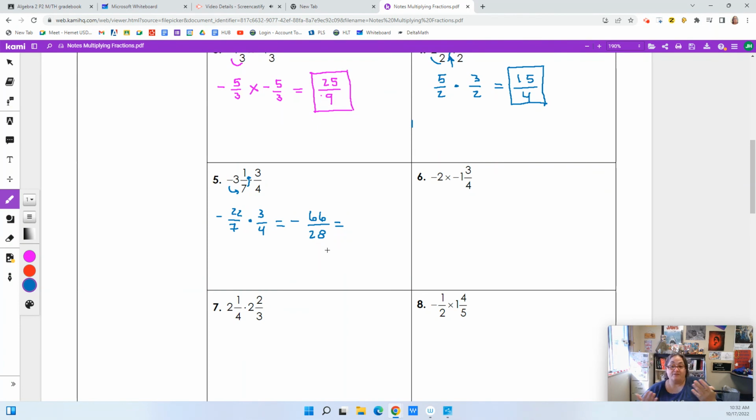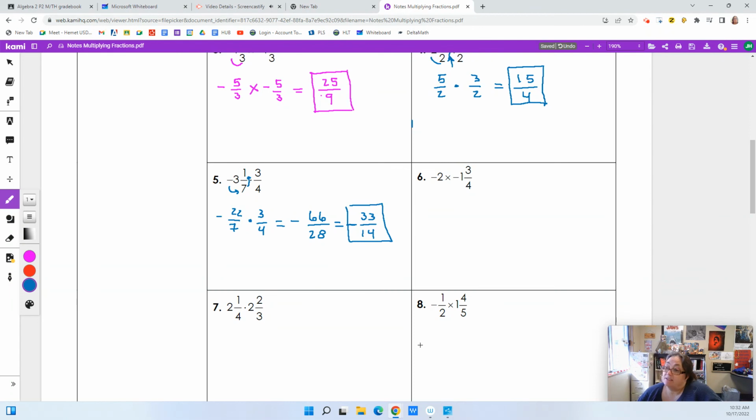So I know I have an even number over an even number, which means that each one of those is divisible by 2. So we can simplify this at least a little, right? That's going to be 66 divided by 2 is 33. And 28 divided by 2 is 14. And that's as much as we're going to be able to simplify it. So that would be our final answer, as long as we don't forget that that's negative.